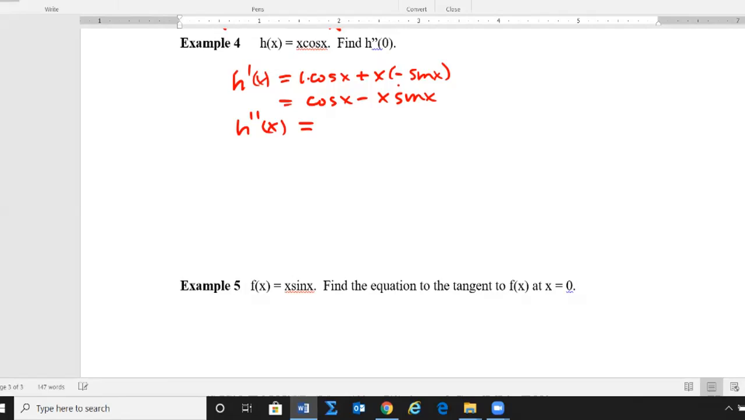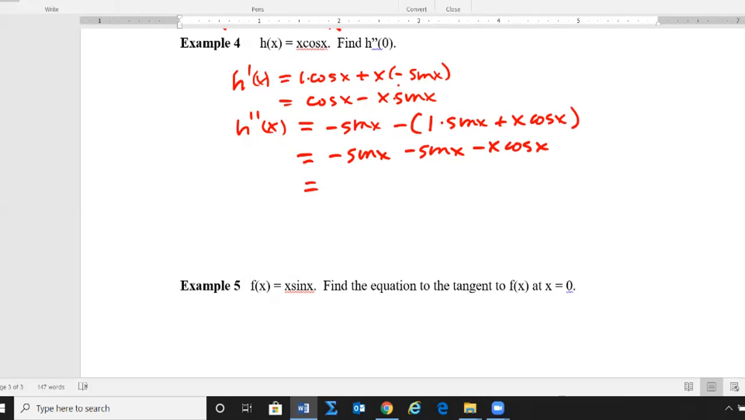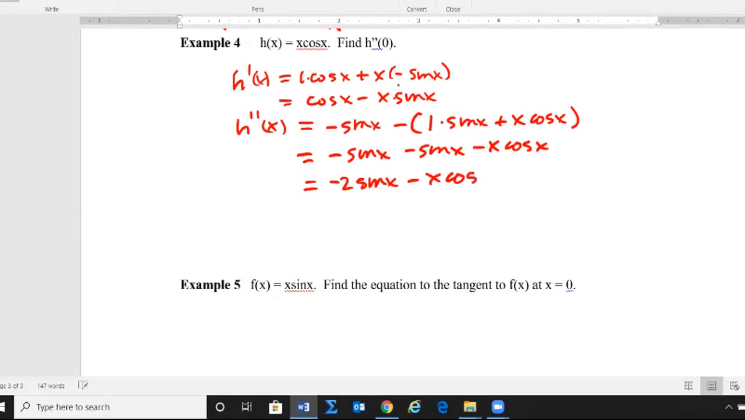Okay, H double prime. We have a minus sine of x for the cosine. Now I need the product rule on this second term here. So I'm going to put minus. This minus here comes down, and this will be just a 1 sine of x plus x cosine of x. Okay, and I'll just simplify this a little bit. So we have that. That's the same thing as this: minus 2 sine x minus x cosine x.